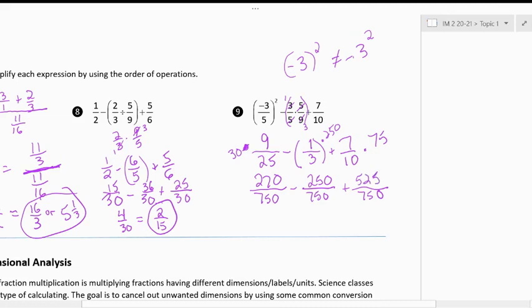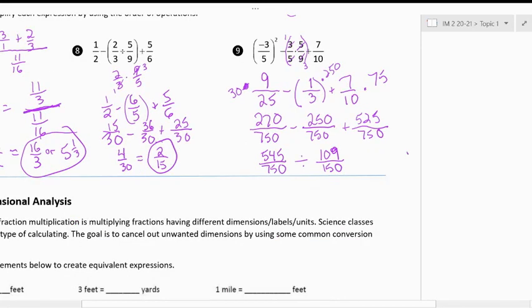So 270 minus 250 plus 525 gives us a grand total of 545 over 750. And we can divide those both by 5 because they end in 5 and 0. So when we do that, we get 109 over 150. Kind of ugly, but nothing goes into those two numbers. When we simplify this, we're actually dividing by 5. So we got 109 over 150.